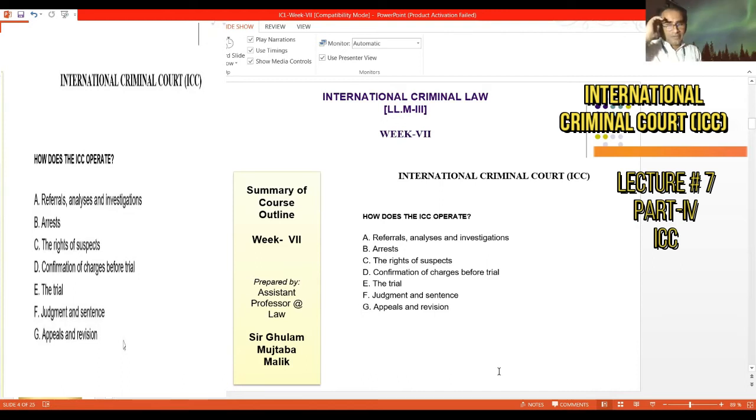After issuing the warrant, what will happen? The registrar transmits a request for cooperation seeking the arrest and the surrender of the suspect to the relevant state or to other states, depending on the decision of the judges in each case. And once the person is arrested and the court is so informed, the court ensures that the person receives a copy of the warrant of arrest in a language which he or she fully understands and speaks.